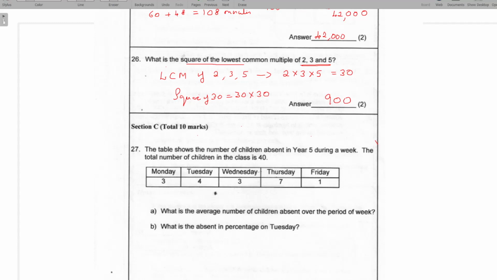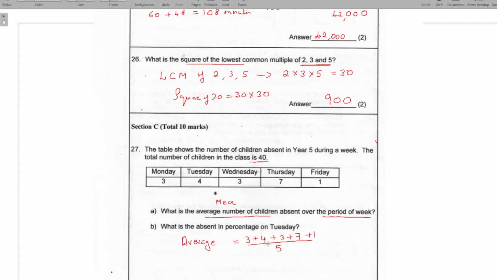Question 27. The table shows the number of children absent in year 5 during a week. The total number of children in the class is 40. What is the average number of children absent over the period of the week? Average is the mean. So what do we do? How do you find the average? You add them, all of them, 3 plus 4 plus 3 plus 7 plus 1. You divide all of them by 5.